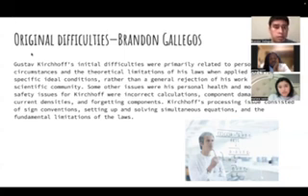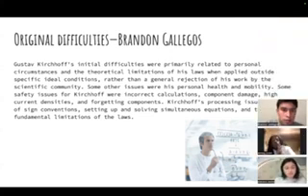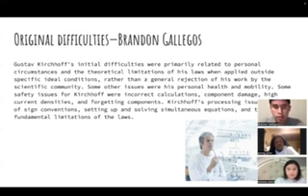Original difficulties. Gustav Kirchhoff's initial difficulties were primarily related to personal circumstances and the theoretical limitations of his laws when applied outside specific ideal conditions, rather than a general rejection of his work by the scientific community. Some other issues were his personal health and mobility.